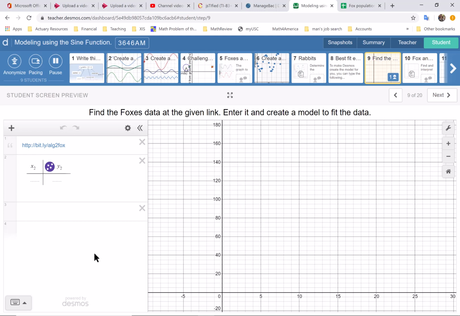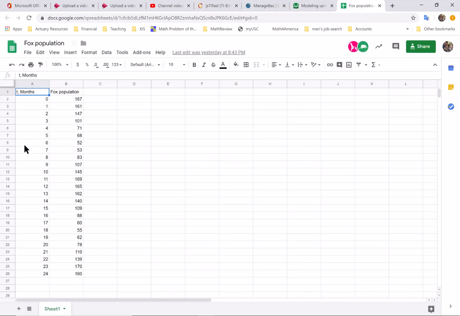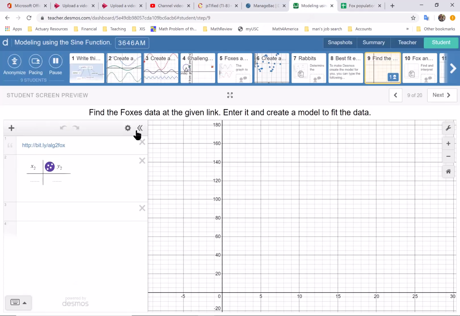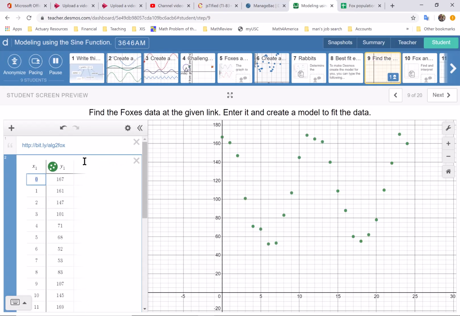Usually you can click on that link, but the link seemed to be broken, so I sent you a link in your email. If you click on that, it should take you to the data. You can just select it and say Control C, and then you can come here and press Control V and paste it.